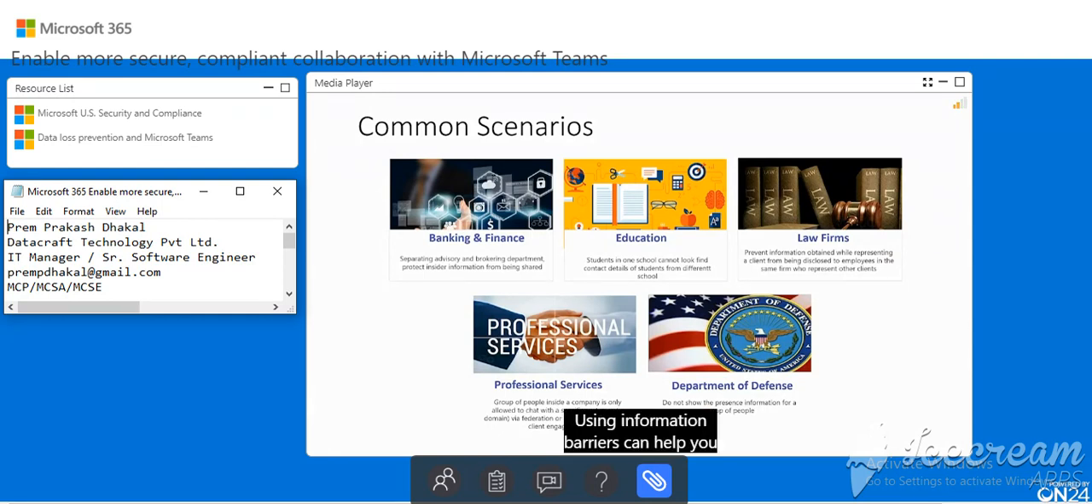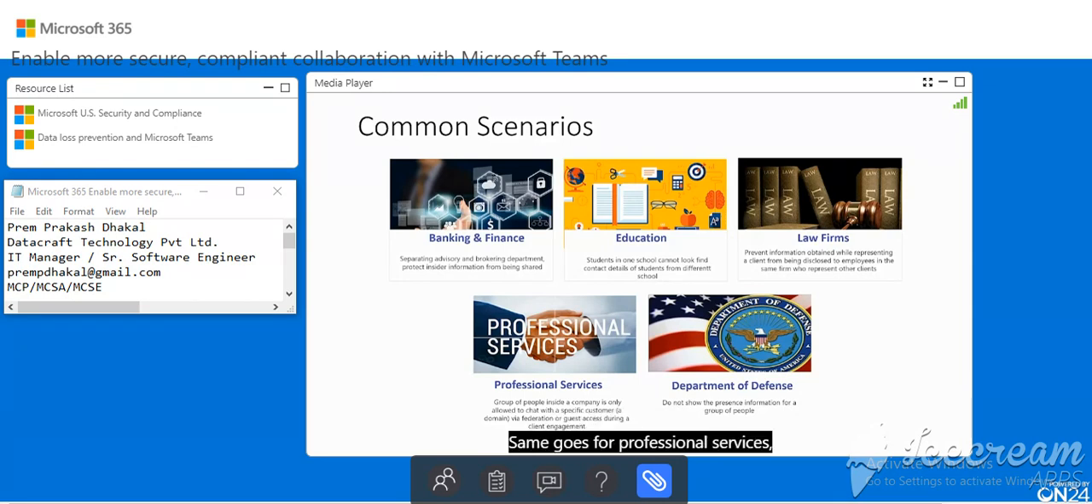Using information barriers can help you solve some of the most common scenarios, such as separating advisory and brokering departments for the FSI industry. Students in one school cannot find details of students in other schools. That's the EDU section. When it comes to law firms, you can use information barriers to prevent information about a client that you represent from being disclosed in your same law firm to other lawyers who represent other clients.